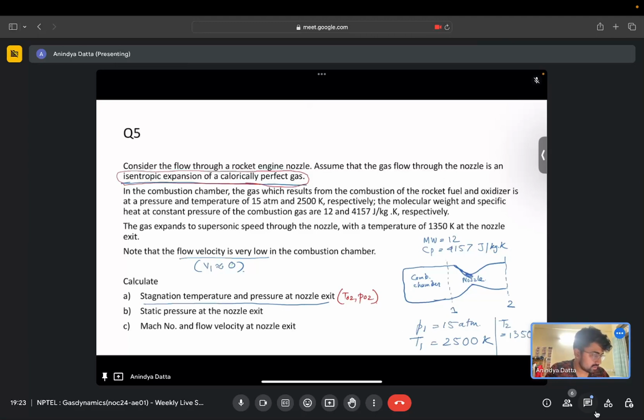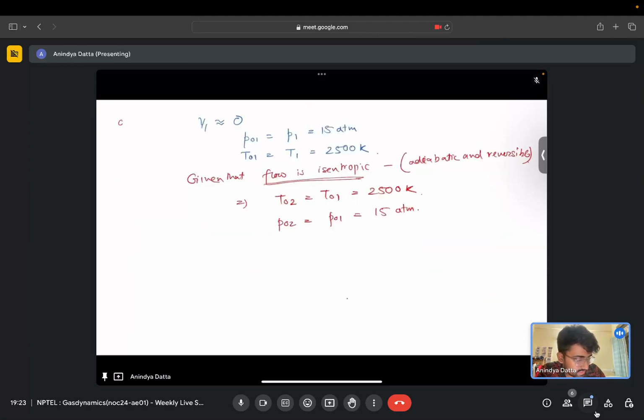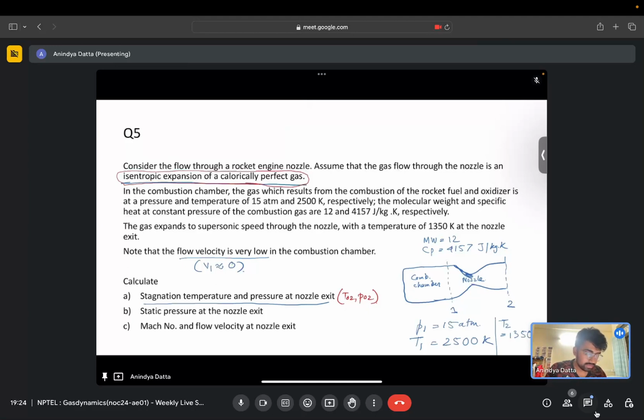Okay, so part A is done. What is part B of the question? We have to find out the static pressure at the nozzle exit, which means we have to find out P2. Okay, how can we find out P2?